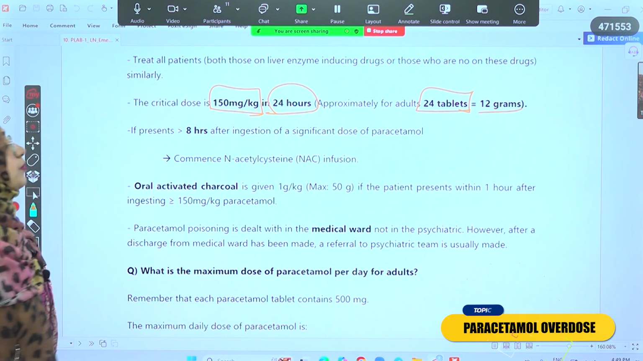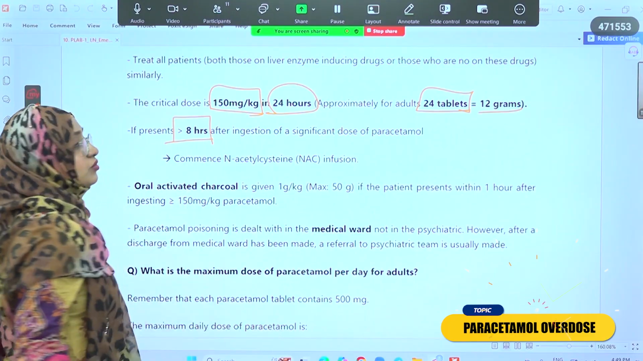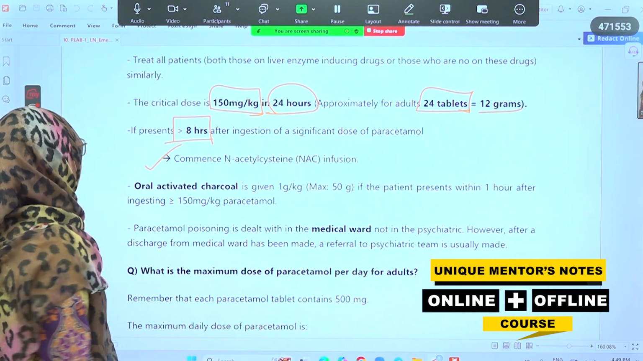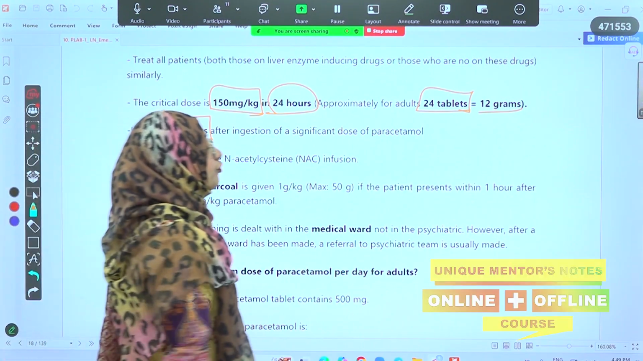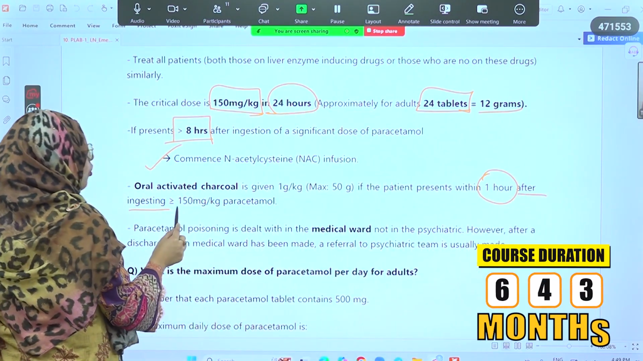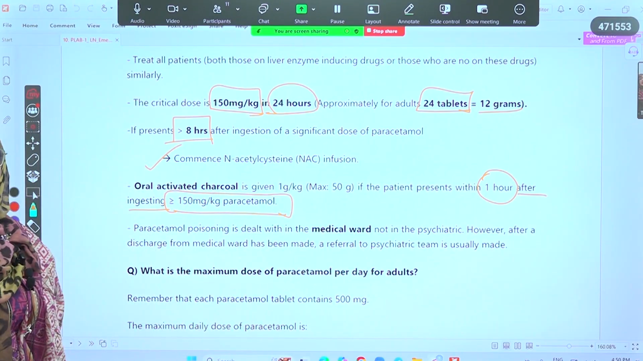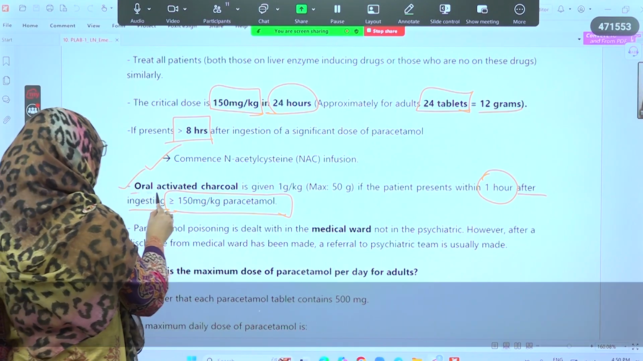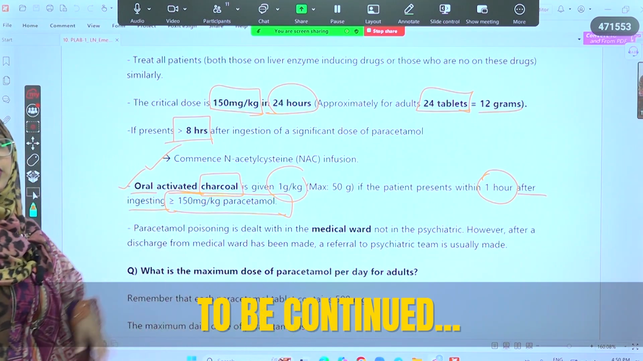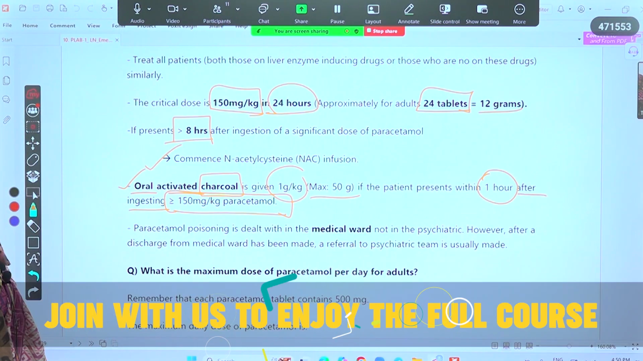If the patient presents to you more than 8 hours after paracetamol ingestion, we have already told you that we'll have to commence acetylcysteine. But if the patient has come to you within 1 hour after ingestion of more than or equal to 150 milligram per kg paracetamol, then we can give oral activated charcoal, that is 1 gram per kg, to this patient. Maximum we can give 50 gram. This is the treatment.